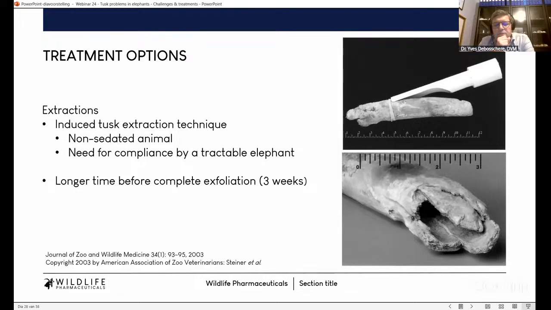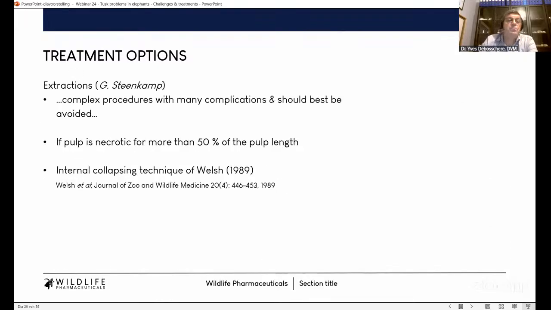It's almost impossible to check that, because you really have to go inside with your hands into the alveolus to feel what's inside. In a non-sedated animal, even if he's tractable and very compliant, I would not dare to put my arm in an alveolus. So I think that is not an ideal technique to deal with extraction.